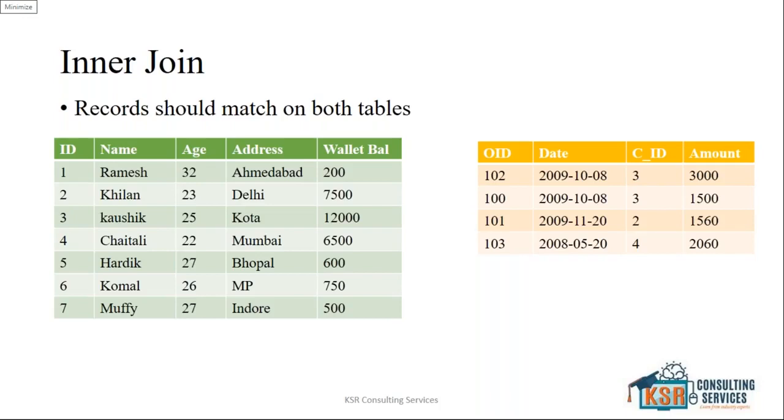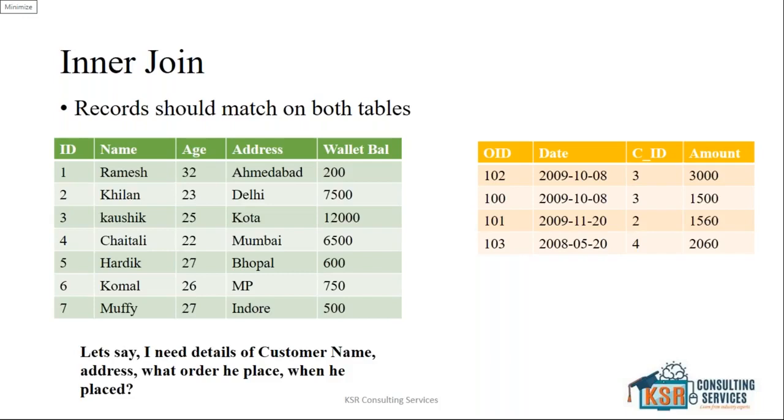What is the definition of inner join? It will join the records on both the tables. This is table A, the green table I will call table A. The yellow table I will call table B. When I do the inner join, I can get it like this.